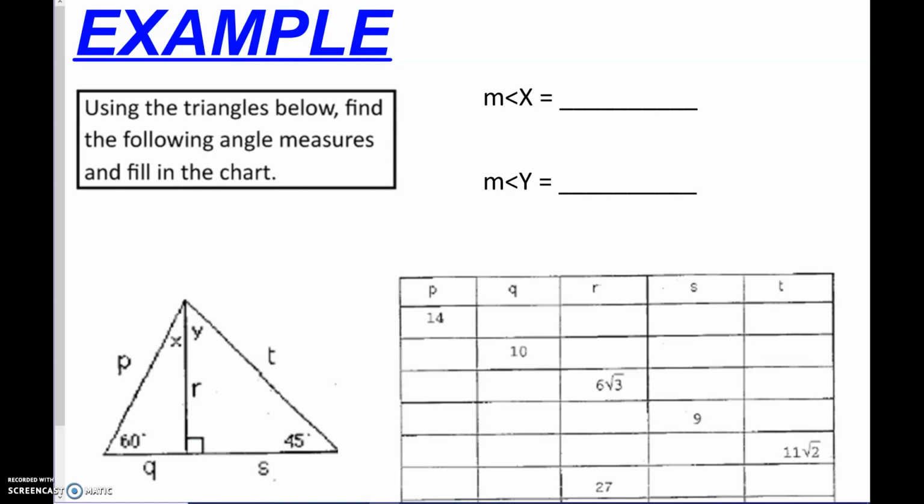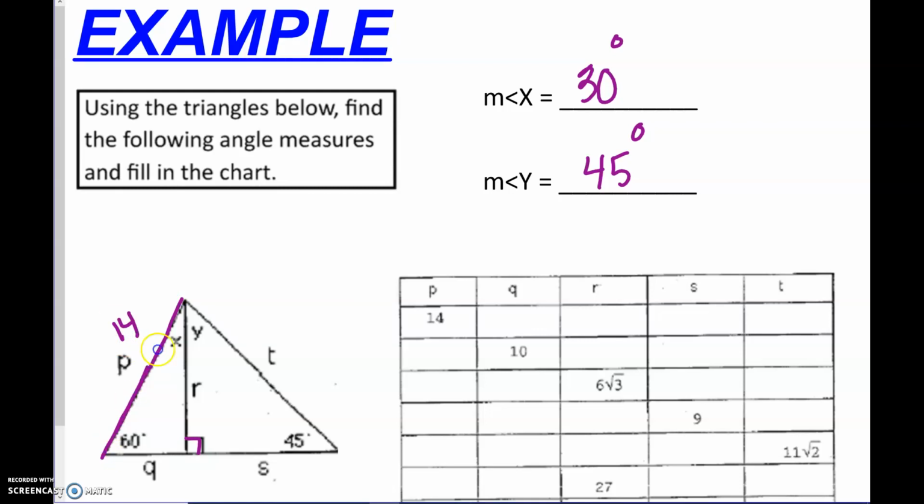All right, in this kind of example from before, what is the measure of angle x? Well, we have a 90-degree angle, and that's 60, so this has to be a 30-degree angle. And y, if that's 45, this is going to be a 45-degree angle. So now, if this piece right here is 14, can we find all the other lengths?